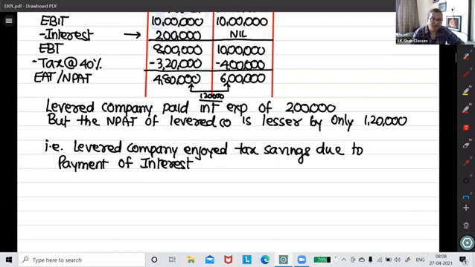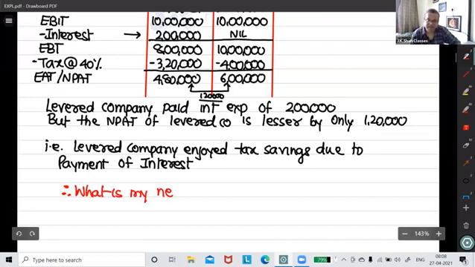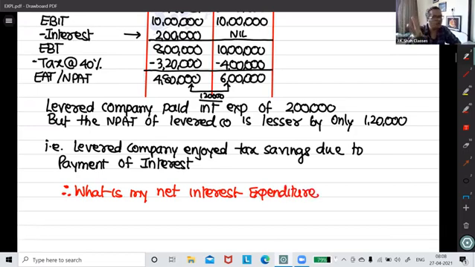My focus is not just on tax saving. See, this is very important. Therefore, what is my net interest expenditure? I understand that I paid 2 lakh, and the debenture holder got 2 lakh. But because of tax savings, my net interest expenditure is at a different level. 80,000 is my tax saving, so the net interest cost is not 2 lakh. It is lower by 80,000. Effectively, 1,20,000 is the interest cost for me.